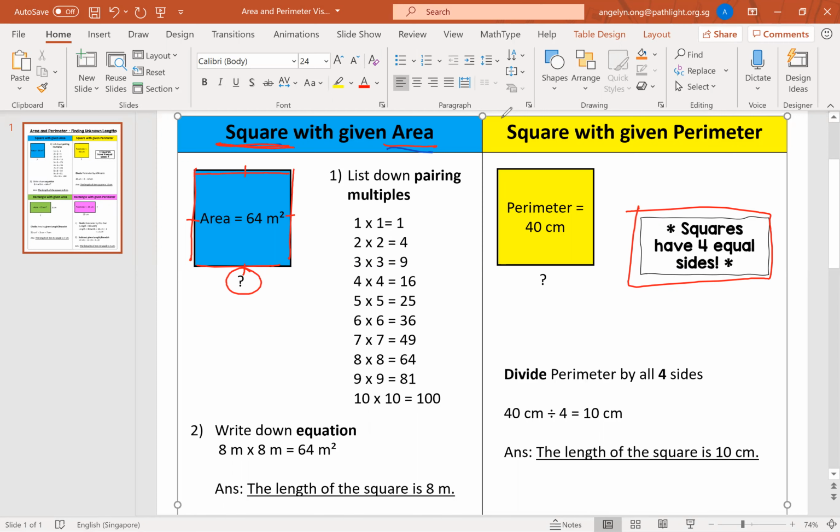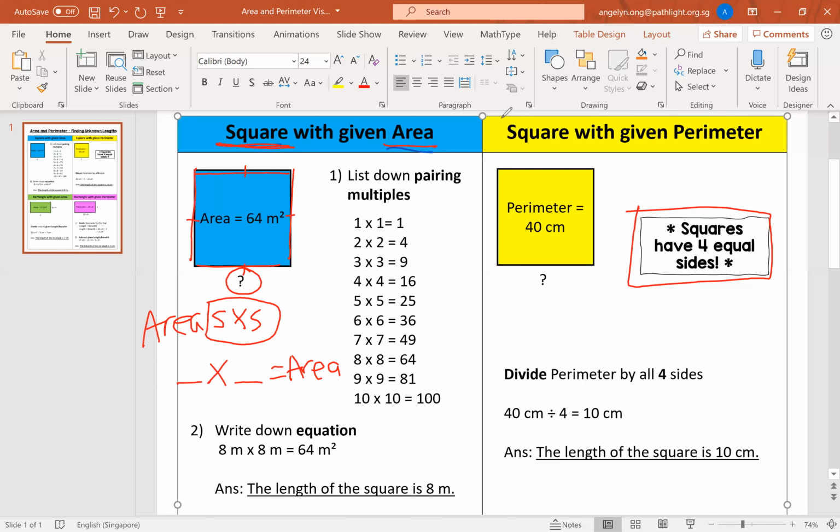So just now, we said that for rectangles, the area is length times breadth. But for a square, because the length is the same as the breadth, we just take side times side. This is the formula for area. Area is side times side. That means one number times itself will give us the area, right?